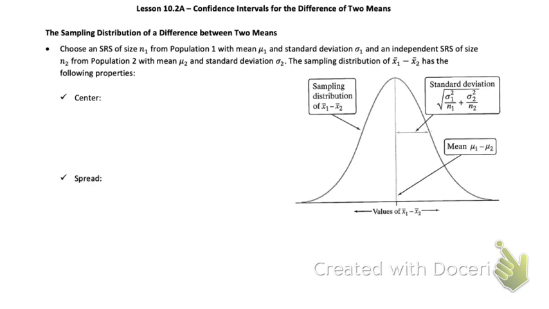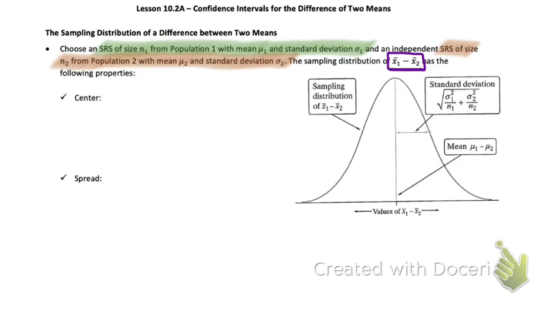Here we go. Let's say, ladies and gentlemen, that we have an SRS of size n1 from population 1 with a mean of mu1 and a standard deviation of sigma 1. And then we have an independent SRS of size n2 from population 2 with a mean of mu2 and a standard deviation of sigma 2. The sampling distribution of x bar 1 minus x bar 2 has the following properties.